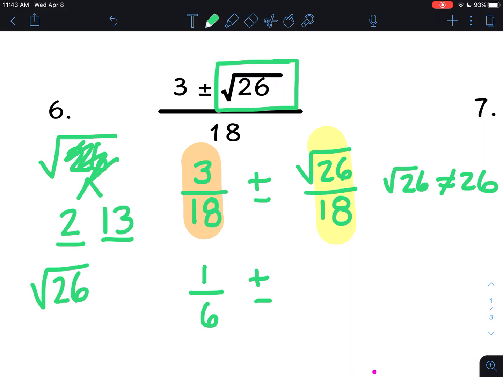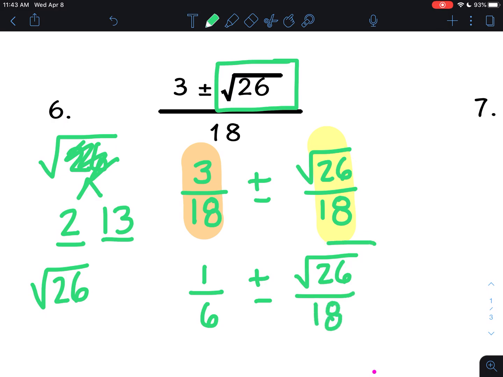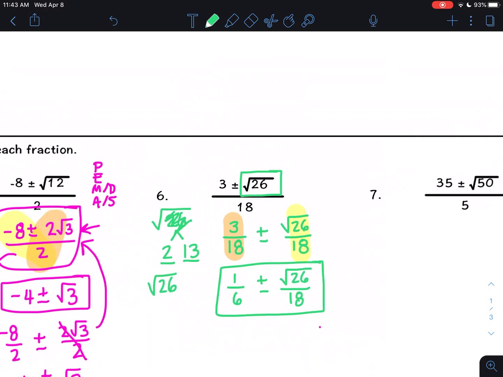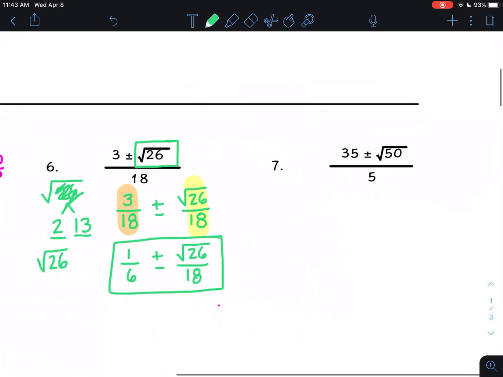The square root of 26 is not the same thing as 26. You cannot simplify from within a radical. So this just has to stay as the square root of 26 over 18. And this would be your final answer. There is nothing else you can do with that one. You cannot simplify under a radical.